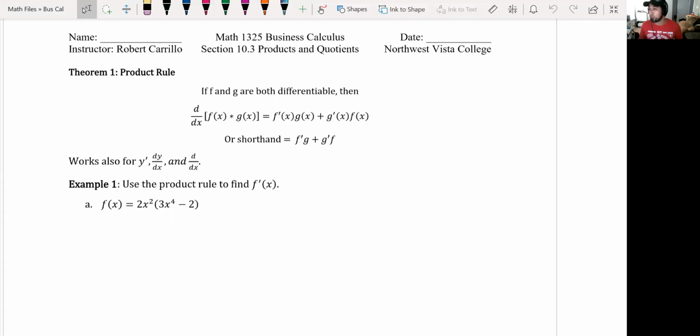So let's go over the product rule. If f and g are both differentiable functions, then the derivative of f of x times g of x is given by f prime of x times g of x plus g prime of x times f of x, or just remember this formula, f prime g plus g prime f. If you know that formula, that is the formula for product rule. If we follow that, we should be fail-safe in the calculus part. In the algebra part, not so safe. Okay, so let's go ahead and try out the product rule.